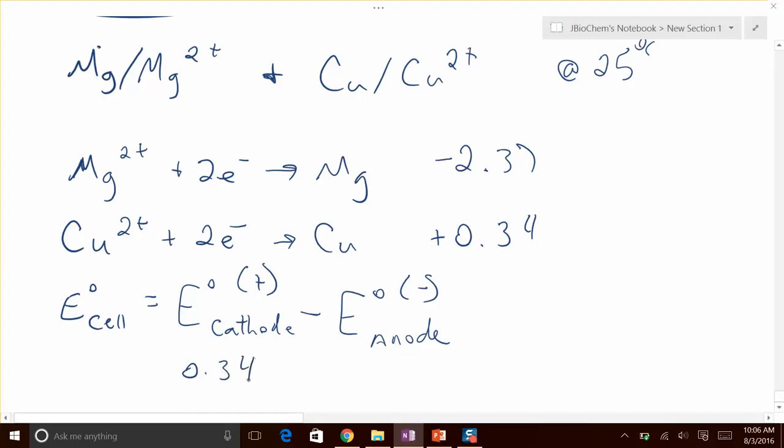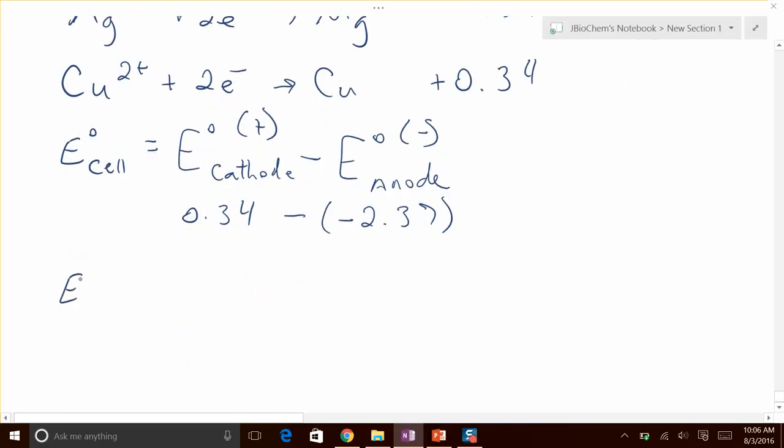Okay, so which one? The cathode is the more positively charged thing. The anode is the more negatively charged thing. So which is which? So 0.34 minus negative 2.37. The cell is equal to, what is it? 2.71.